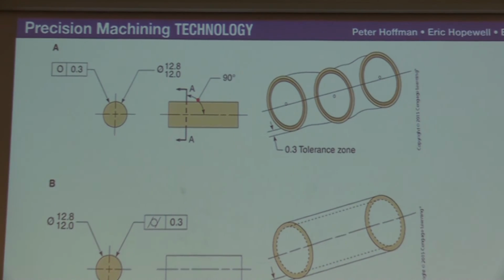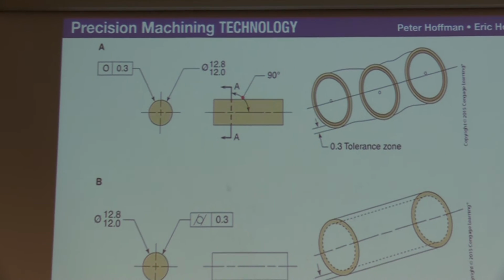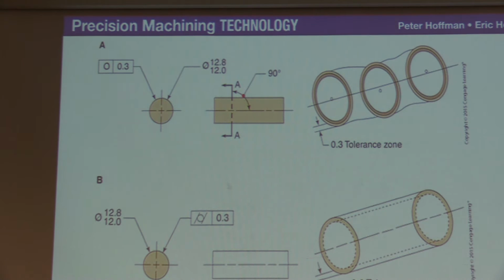So we're going to look at this. We're going to talk about location, the circular runout, total runout, circulatory feature, so forth. Okay? Cylindricity, moving forward on this.